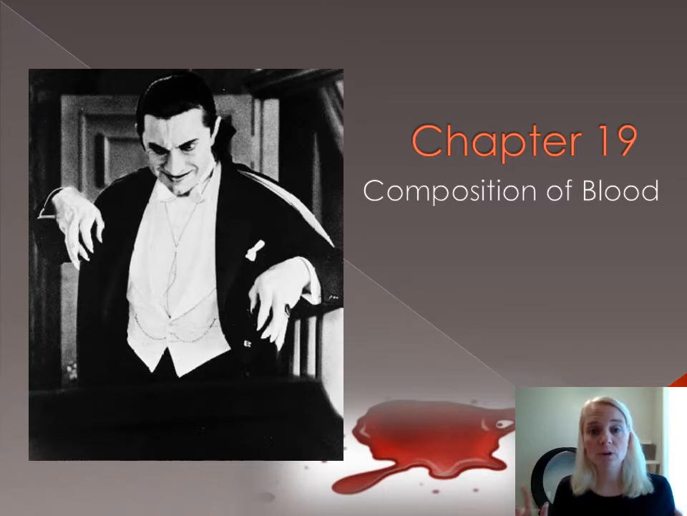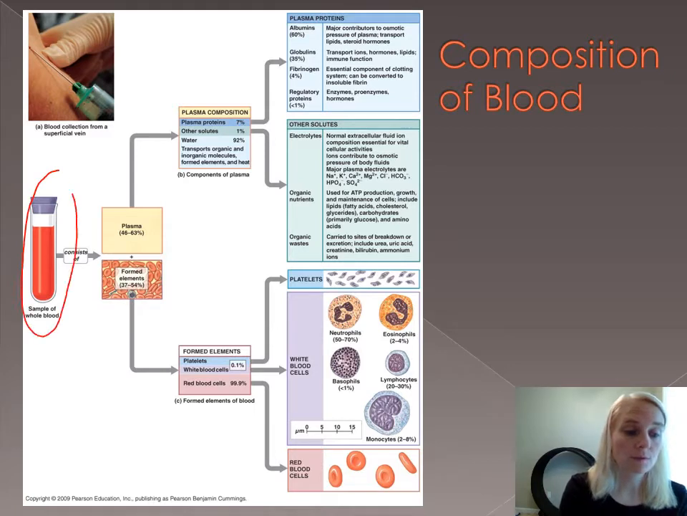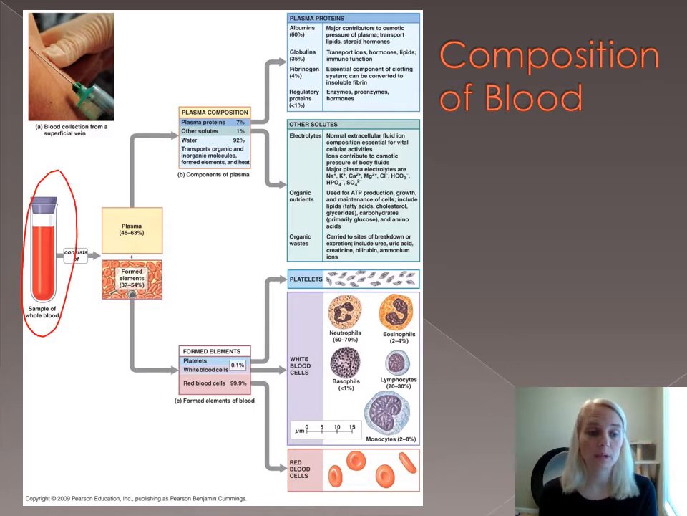All right, so that's a little bit of an introduction to the cardiovascular system, the blood, and the functions of the blood. So let's take a look at what blood is. Let's take a look at its composition. We're going to start off on the left-hand side with this vial of whole blood. If you've ever had to give blood or you donate blood, that's what they're pulling out of your vein.